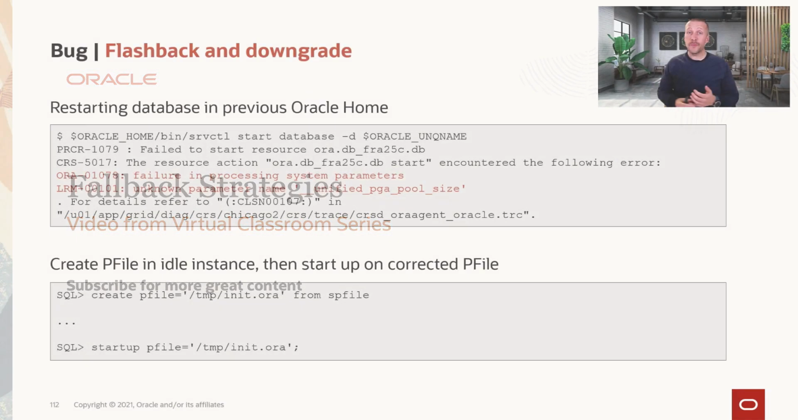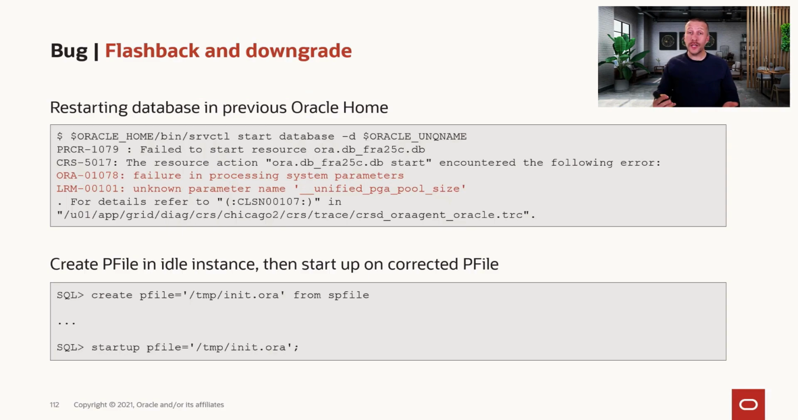So a product manager showed you a recorded demo and it worked flawlessly. Of course it does. Everything works in a recorded demo or in PowerPoint. But if you have to do a downgrade or flashback yourself, there is a bug you should be aware of.